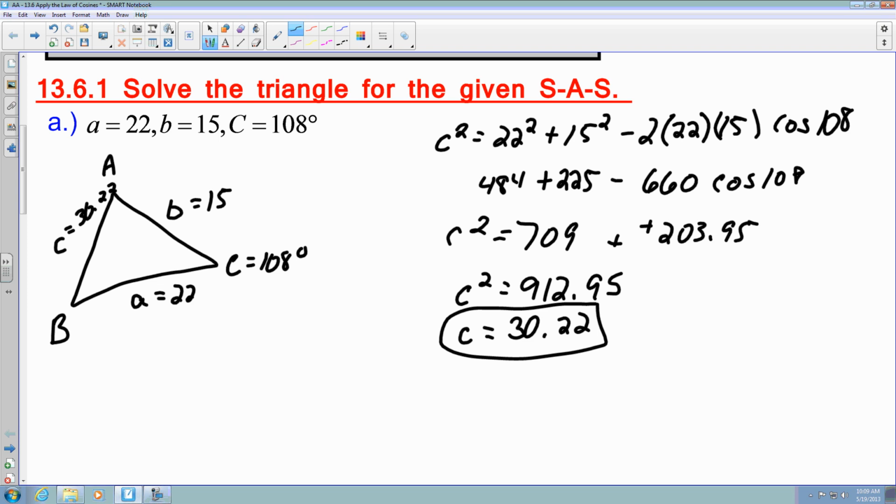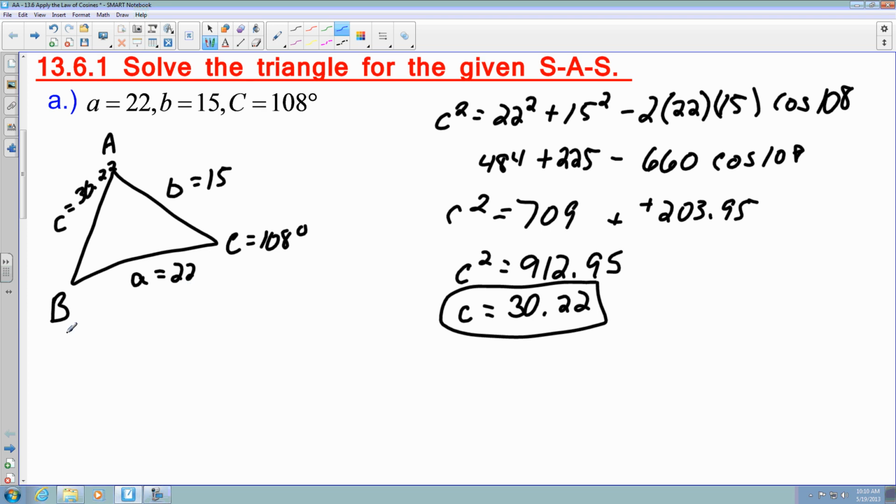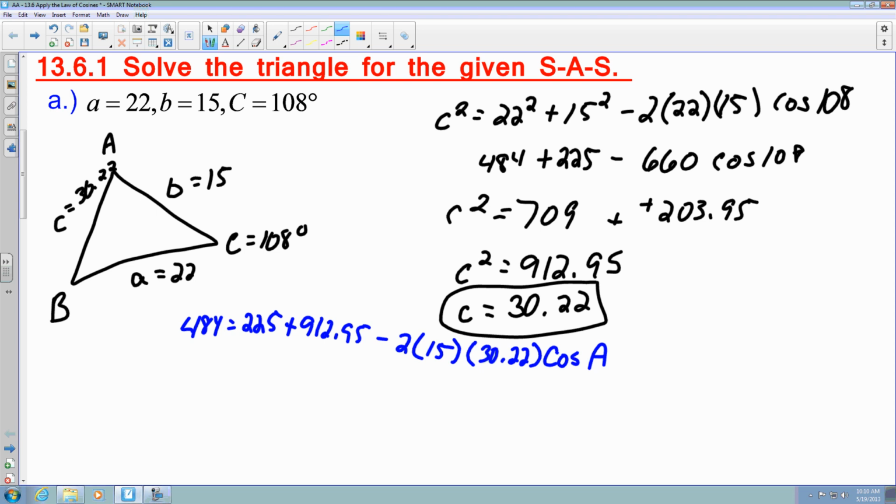Now I need to find the angles for either A or B. So let's look for A. So A squared, which is 484, equals B squared, which is 225, plus C squared, which is 912.95, minus 2 times b, which is 15, times c, which is 30.22, times the cosine of A. We don't know what that is.